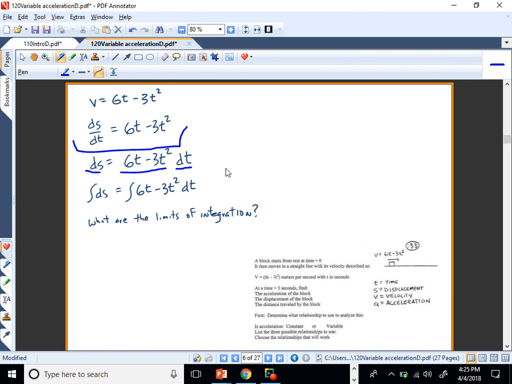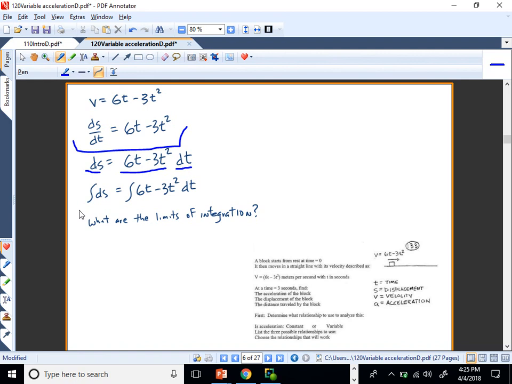Those are two instantaneous things that are happening that are equal. The change in displacement at a given instant is 6t minus 3t squared times the change in time at that given instant. Now what I want to do is get that back to the variables. I don't want to work with ds and dt. I want to work with s and t. Okay? So what I can do to accomplish that is integrate. That'll get me from a ds back to an s, and from a dt back to a form of t.